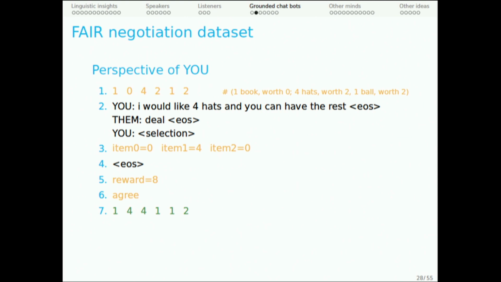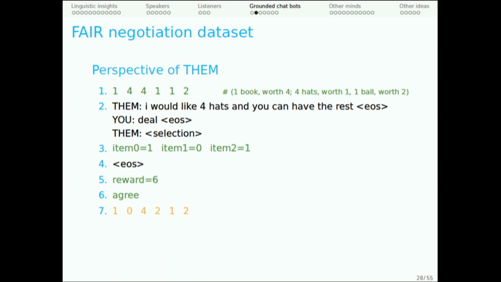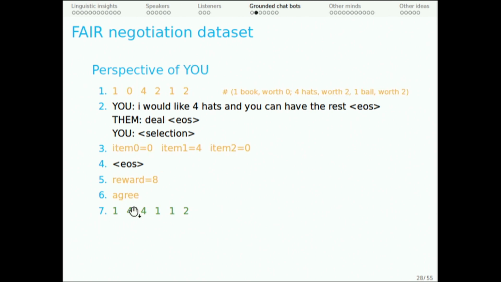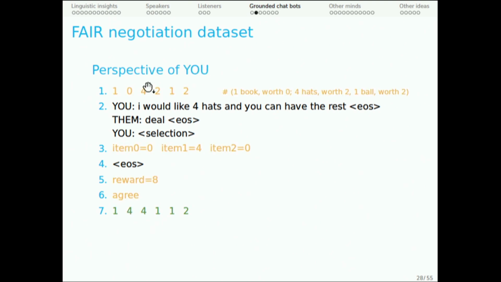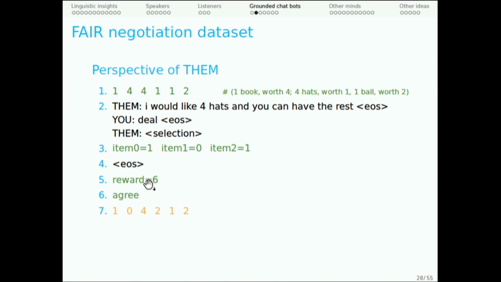These dialogues in the data set that they released are all paired like this. So this was the you perspective, and here's them. It's the same dialogue, but different outcomes, different goal function, and of course this was the you one that I showed you before in orange. It's just been flipped. So you get both perspectives. And the reason for that is because of these different goal functions, the rewards are different, and even the agreement can be different.